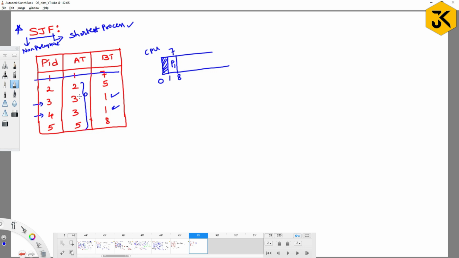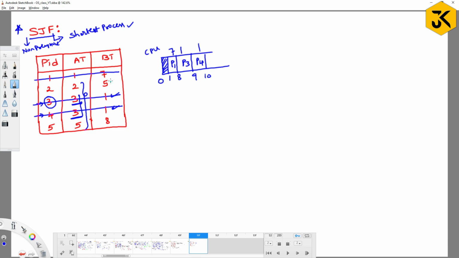We will give a chance based on the arrival times. Which one came first, right? But if you look into the arrival times also, they came at the same time. Then what will you do? You will give a chance to the process which has the lower process ID. So P3 will be executed for 1 unit of time, that is 9. Then P4 will be executed for 1 unit of time, that is 10. So P3 and P4 are done.